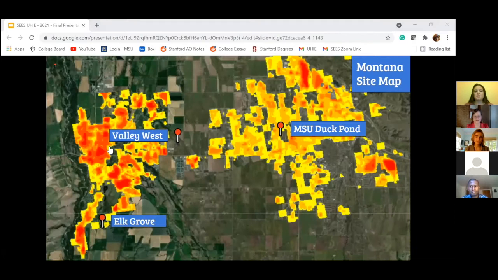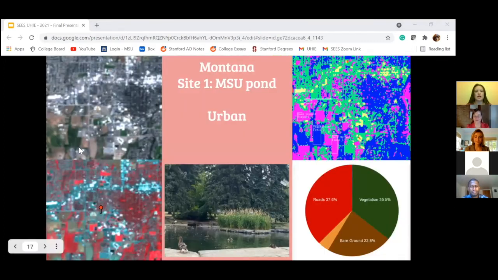Okay, so here's the map showing the Montana sites and then the urban heat island activity with all the yellow and orange coloring. Here's my urban site, which is a pond right in the center of my town's university. And then the supervised classification shows how many impervious surfaces and how much vegetation there is.